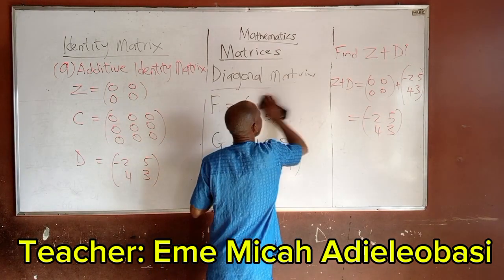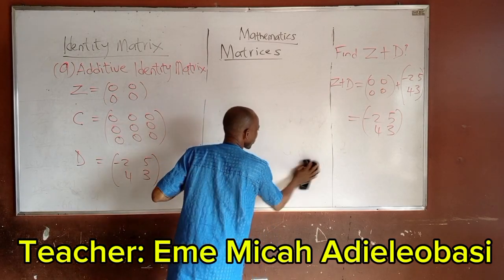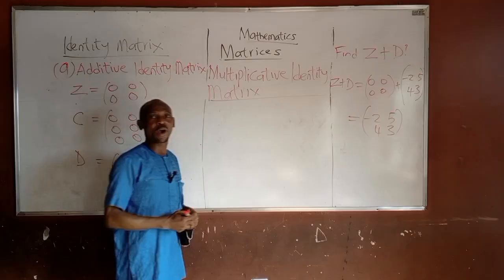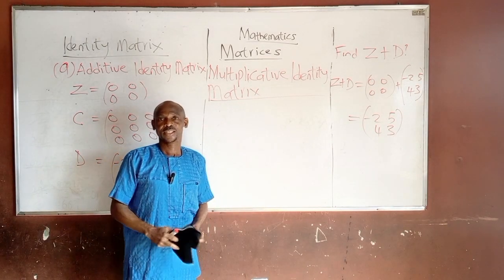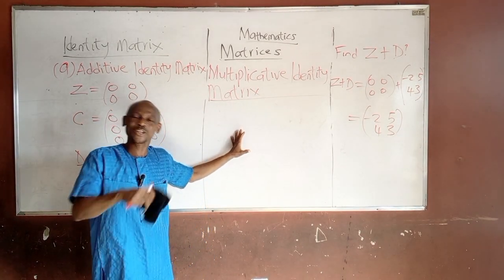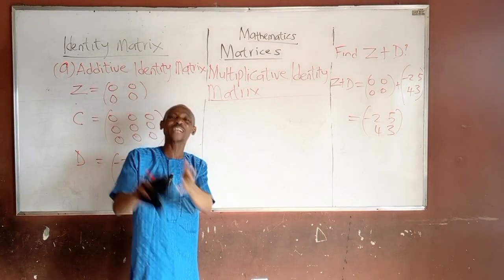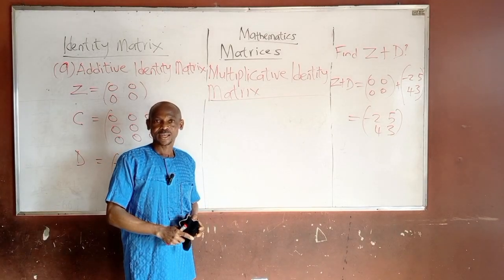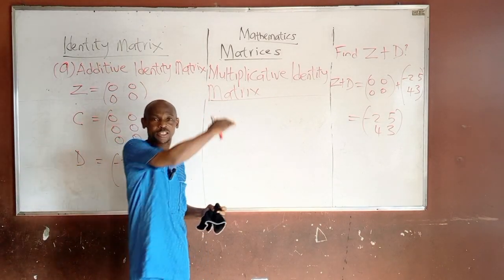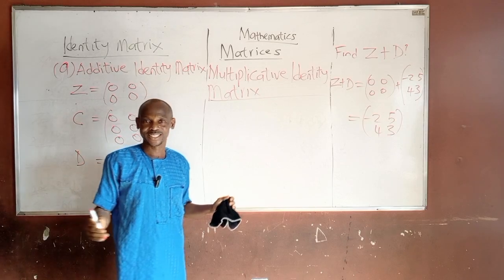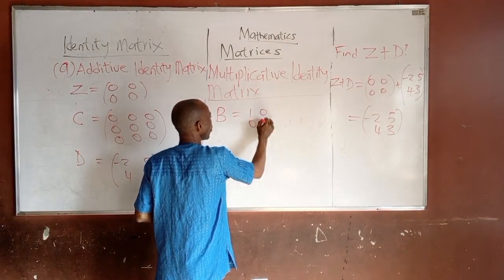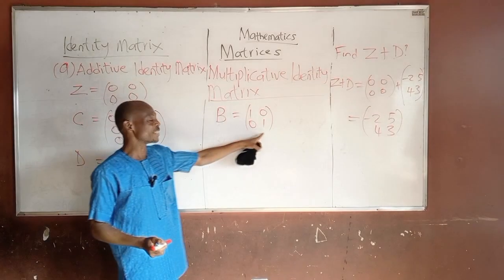We are going to look at the second type of identity matrix. The second type of identity matrix is the multiplicative identity matrix. Our multiplicative identity matrices are usually matrices that when used to multiply another matrix, the product will be equal to that other matrix. And they are diagonal matrices where all the main diagonal is equal to 1. For example, I can say B equal to 1, 0, 0, 1. This is a multiplicative identity matrix.